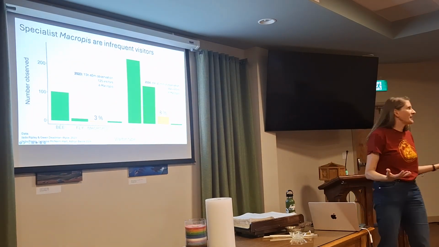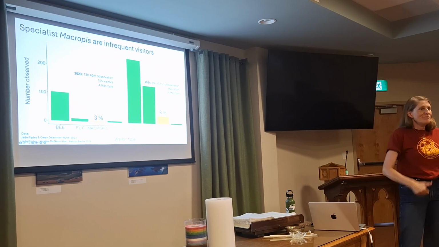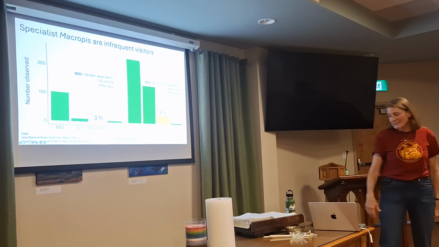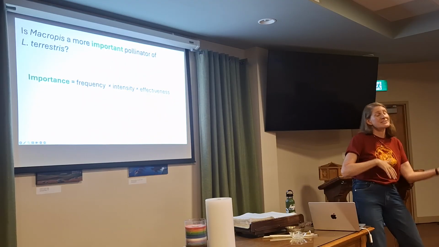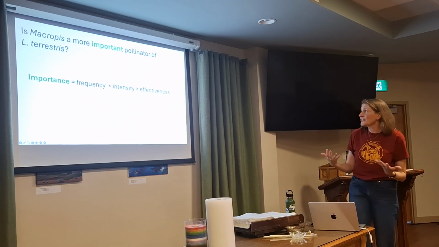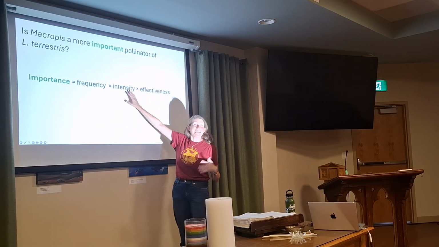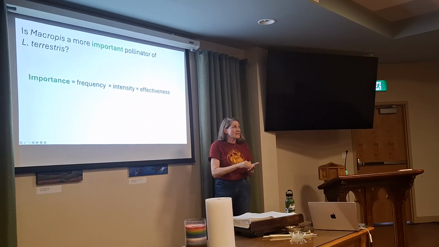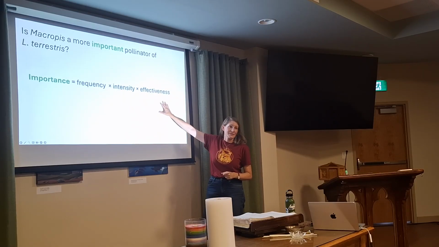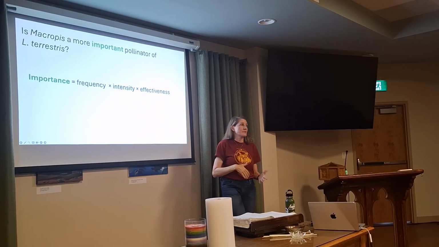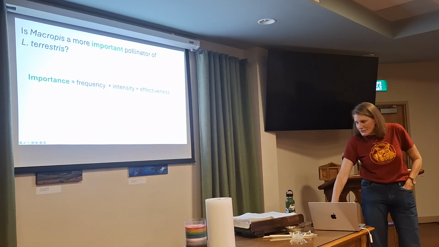So then why is the plant bothering to make the oils, right? If Macropus is hardly ever coming, why not just rely on these generalists instead? Well, maybe Macropus is uncommon, but is still more important. And that could arise if its frequency is low, but its intensity of visitation is high, so when it does come, it interacts with more flowers, and or if it's more effective on those flowers that it does interact with. Is it more likely to produce a fruit? So we've set out to answer that question.